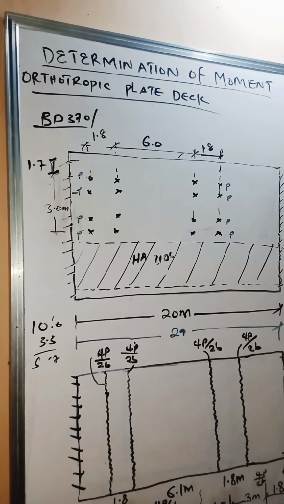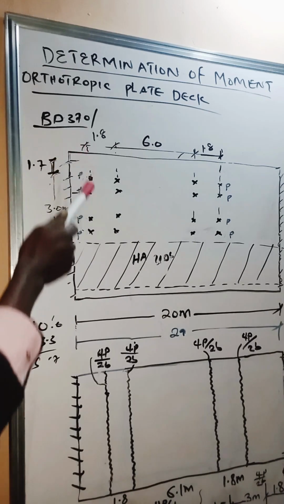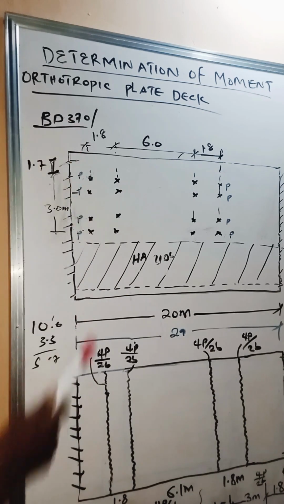Now, the equivalent width, we have demonstrated in one of our videos how to obtain the equivalent width of the plate. We've demonstrated that in our previous video. So we can obtain that equivalent width, which is equal to 2B. All right. So if the equivalent width is 2B, what it means is that the line load that is going to be acting per meter width of the deck is going to be over 2B.